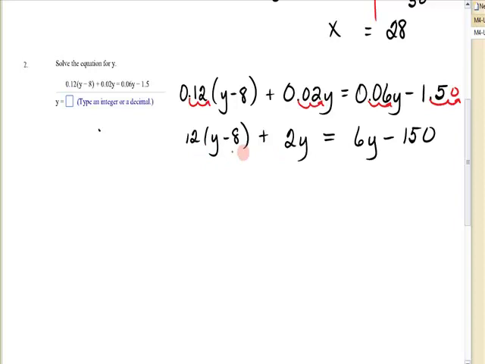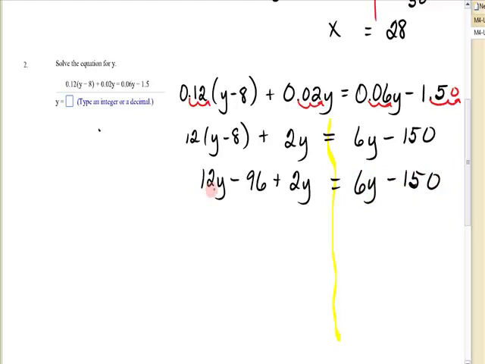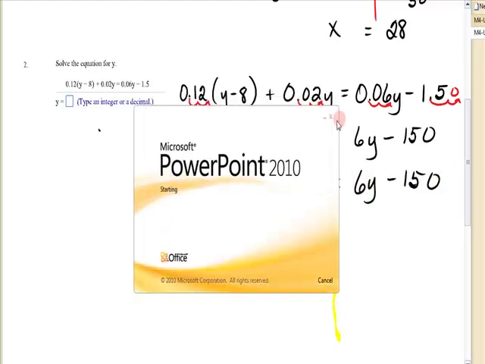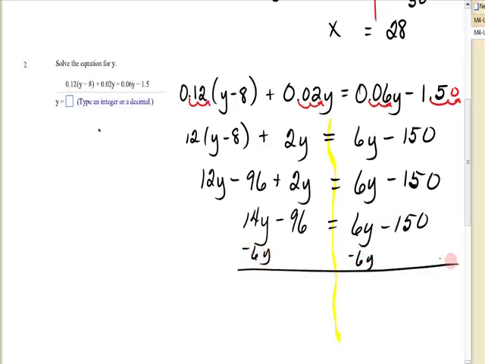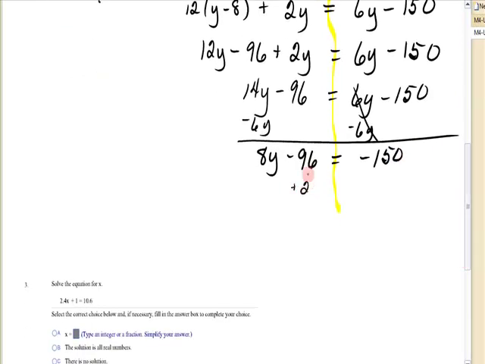Let's simplify over here on the left-hand side. I've got 12 times y is 12y minus 12 times 8 is 96 plus 2y is equal to 6y minus 150. Combining like terms over here, I have 14y minus 96 is equal to 6y minus 150. I have y's on both sides. Subtract 6y, and I have 8y minus 96 is equal to negative 150. Add 96.